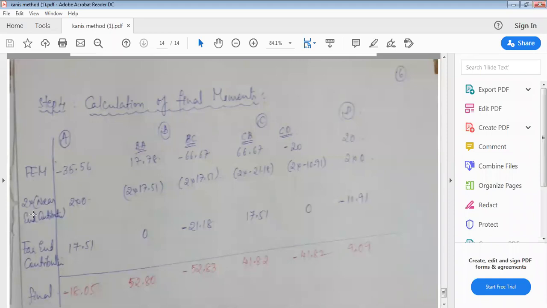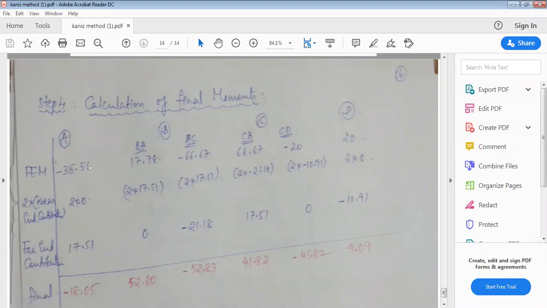In between these two, plus twice of near end rotation contributions. You make a correction here, you write near end rotation contributions, and plus summation of far end rotation contributions. Once again I am stressing rotation contributions. You have to be clear with the terminology: fixed end moments, rotation factor, and rotation contributions.